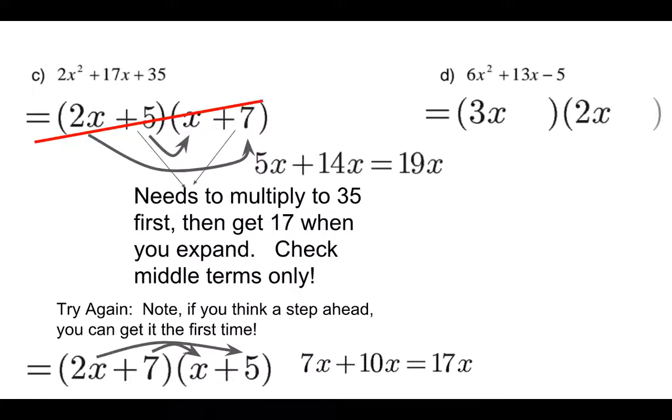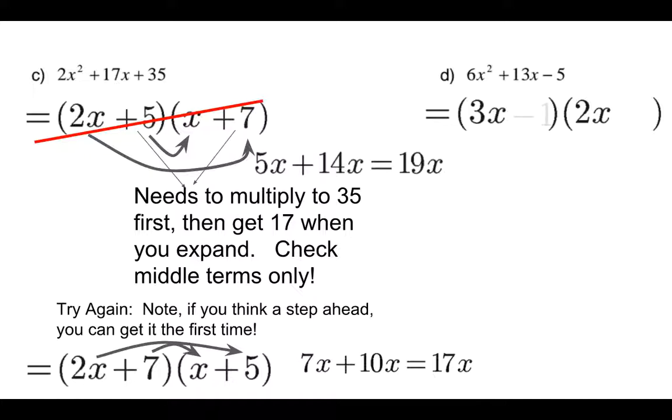The next one, we can think about 6 and 1, and you can try 6 and 1. But because the 13 is in the middle, I'm thinking that I want to multiply 5 by 3 to get kind of close to 15. So I try 3x and 2x, and if this doesn't work, I'll go back to 6 and 1. But I have a hunch that I want to be close to 15.